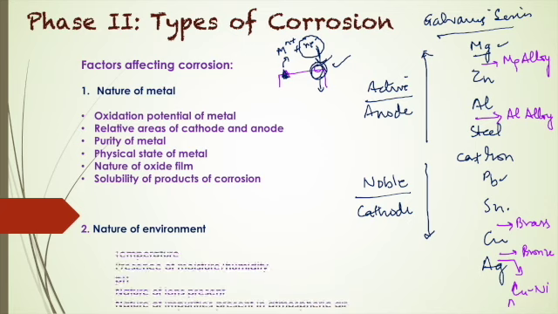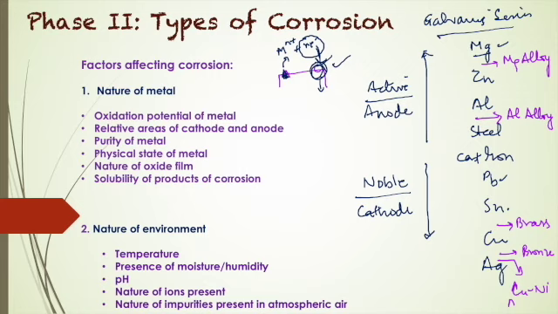Next we come to the nature of environment. Nature of environment, number one, temperature. Definitely temperature हम बढ़ा देंगे तो corrosion का rate बढ़ जाएगा. Okay, so the rate of chemical corrosion and the rate of diffusion increases with the temperature, and hence in general it may be said that the corrosion increases with the temperature.